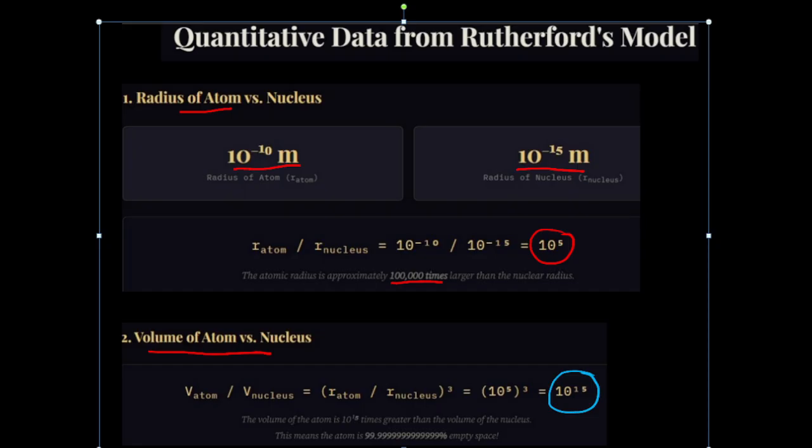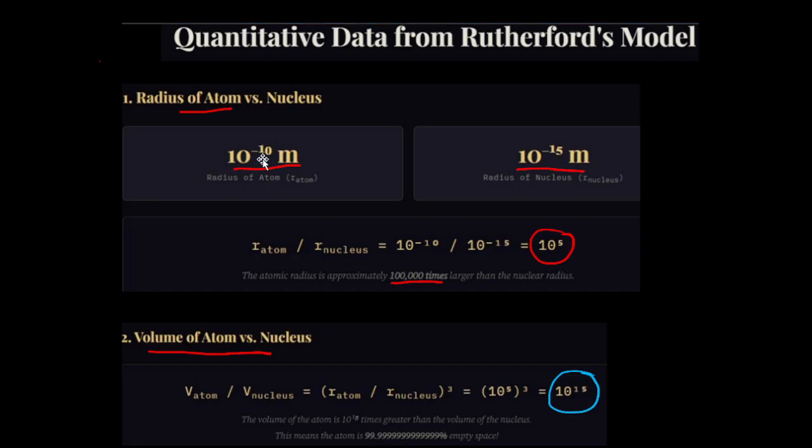Okay, so these are the quantitative data from Rutherford's atomic model. The first data is that he compared the radius of the atom versus the radius of the nucleus. He found that if the radius of the atom is in the range of 10 to the power minus 10 meter, the radius of the nucleus was found to be in the range of 10 to the power minus 15 meter. These are the data obtained by Rutherford.